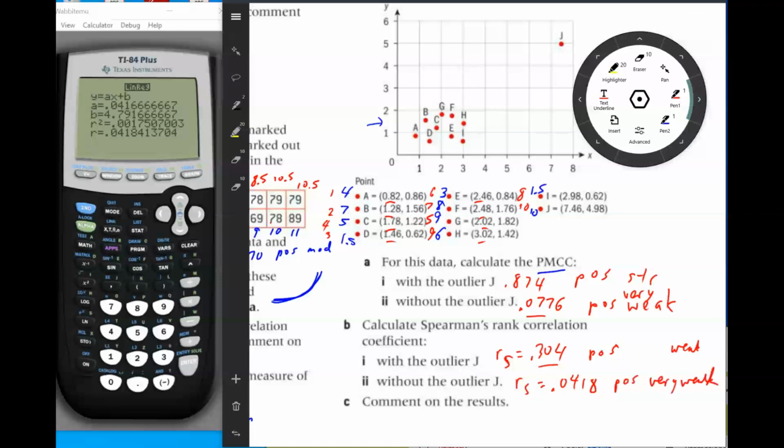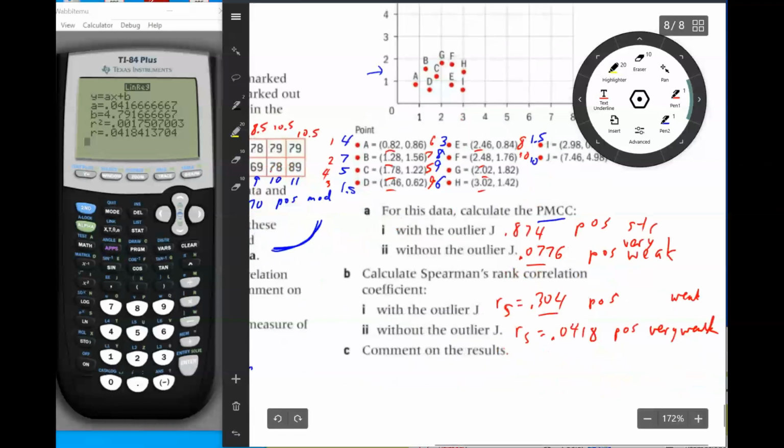So if you look at the impact of the outlier for linear regression, you can see that the outlier really makes a huge change in the Pearson's value, right? It goes from very weak to strong, right? If you look at the Spearman's, the impact of the outlier changes also quite a bit, but this time it goes from very weak to just weak. So it doesn't quite change as much.